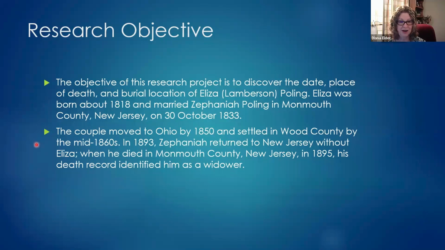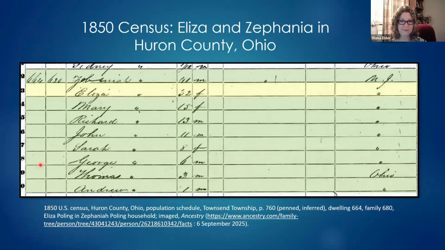The couple moved to Ohio by 1850 and settled in Wood County by the mid-1860s. In 1893, Zephaniah returned to New Jersey without Eliza when he died in Monmouth County, New Jersey. In 1895, his death record identified him as a widower. So let's take a look and see where Eliza was through those years and what the research showed.